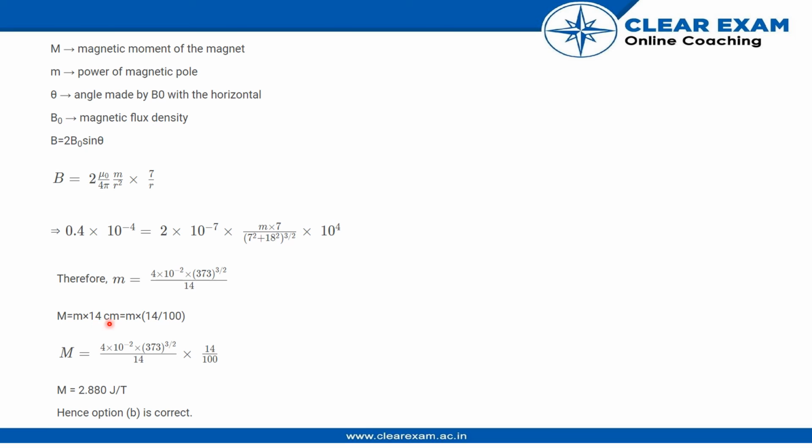Now this should be in meters, that is 14 upon 100. So therefore we have the magnetic moment is equal to 4 into 10 raised to minus 2 into 373 raised to 3 by 2 divided by 14 into 14 upon 100. So therefore the magnetic moment now comes out to be 2.88 joules per Tesla.